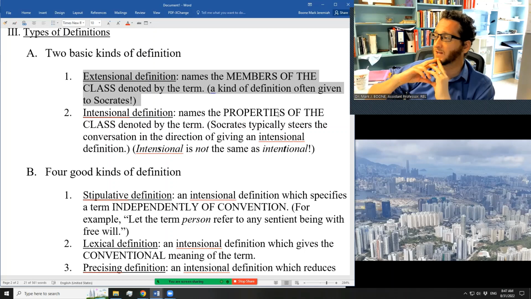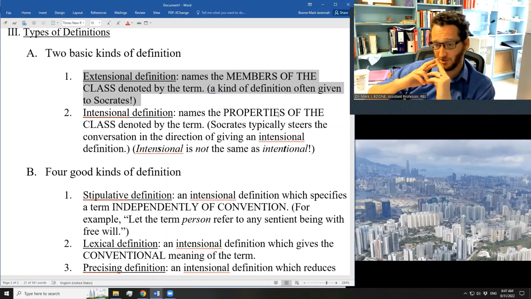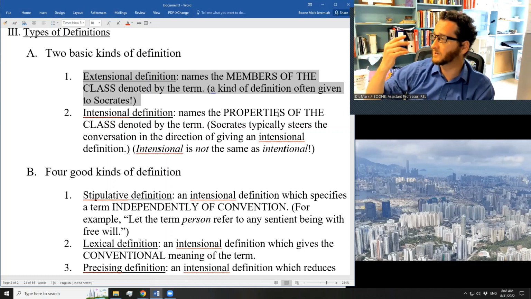Sometimes the best way to give a good intensional definition, to name the properties of the class denoted by a term, is to give a good list of the things that are denoted by a term. You want to name the essential characteristics of virtue. First, come up with a list of things that are virtues: courage, wisdom, moderation, justice.